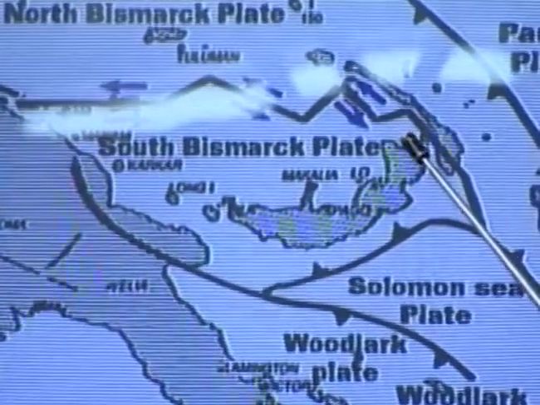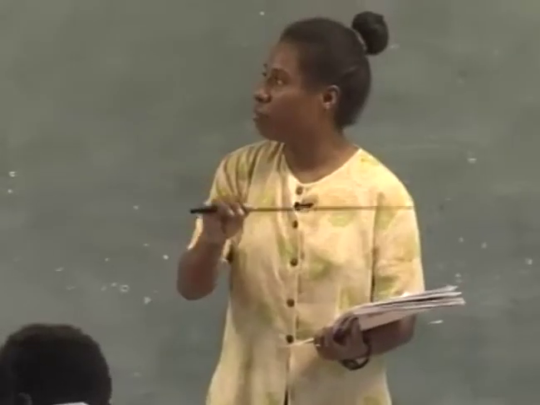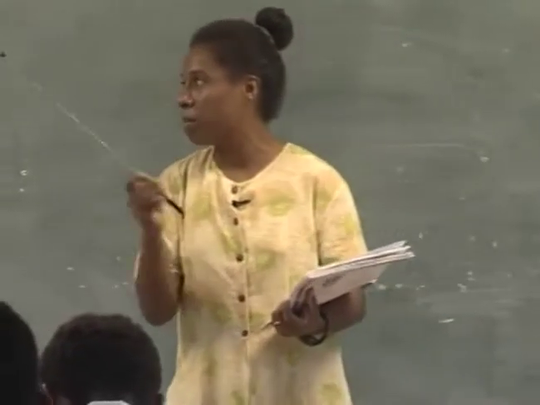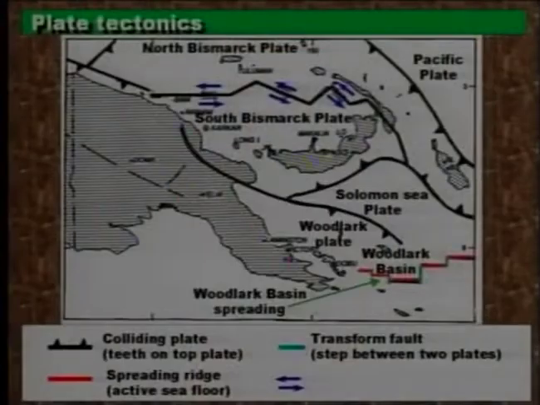Okay, good. The movement is the North Bismarck Plate moving to the west, the South Bismarck Plate moving to the east. The second last paragraph from your reading will also give you the feature that is created as a result of this movement. Okay, we move on.